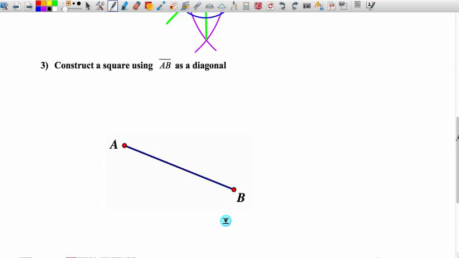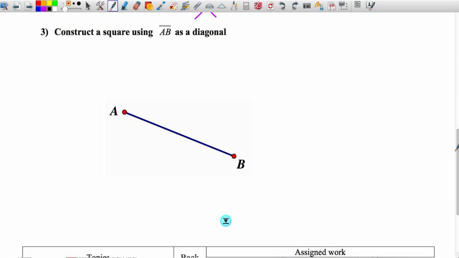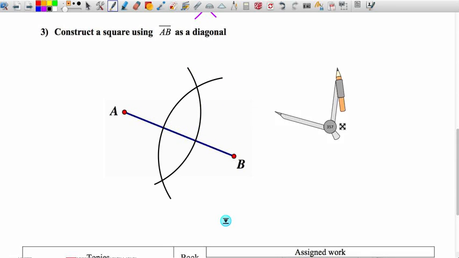Okay, and then the last would be to construct a square, which is going to use AB as a diagonal. What we need for this is to construct the perpendicular bisector, because the diagonals of a square bisect each other and intersect at 90 degrees, just like a rhombus. And in addition, they are of equal length. So this is one of the easier of the constructions. We'll start off with our football construction, which is going to allow me to perpendicularly bisect.